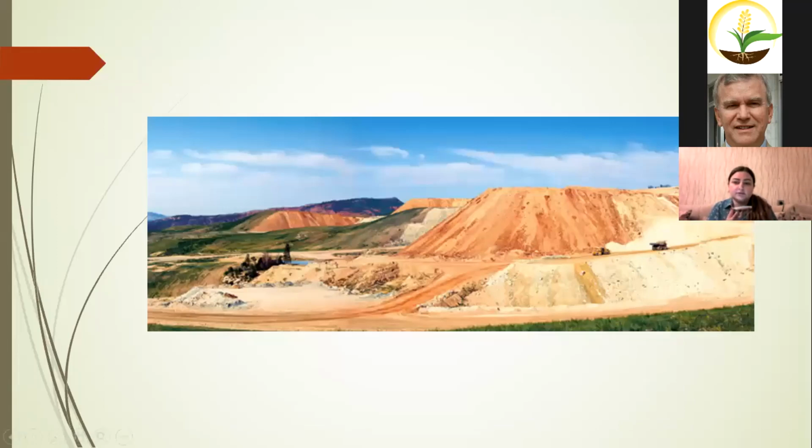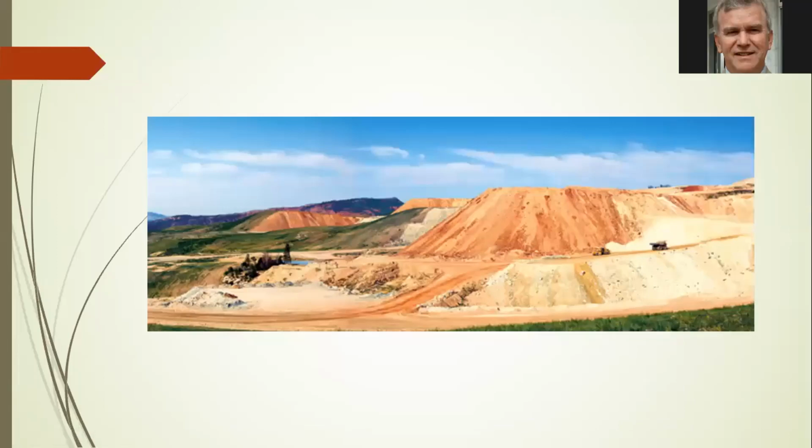This is what a phosphate mine looks like. This is in Morocco. Nice blue skies there. And these phosphate mines, you can see the red phosphate there and the white colored phosphates. There's also probably calcium in these deposits. And these deposits occur all over the planet.